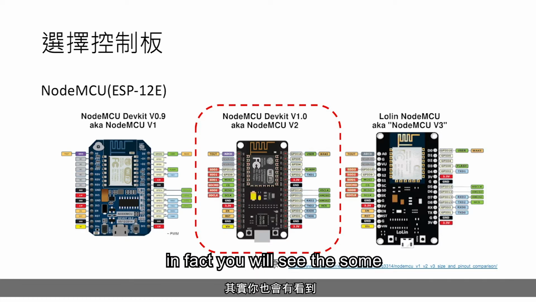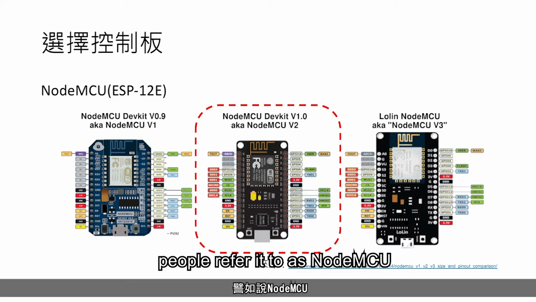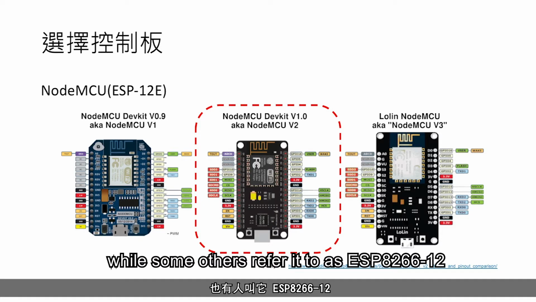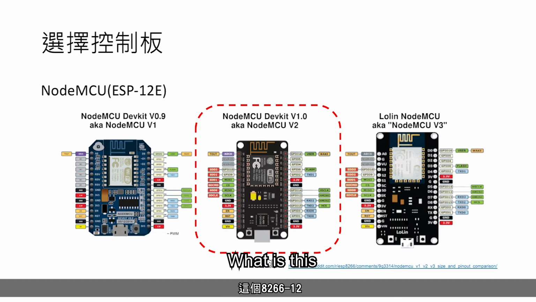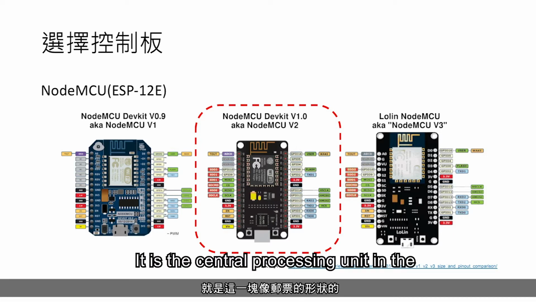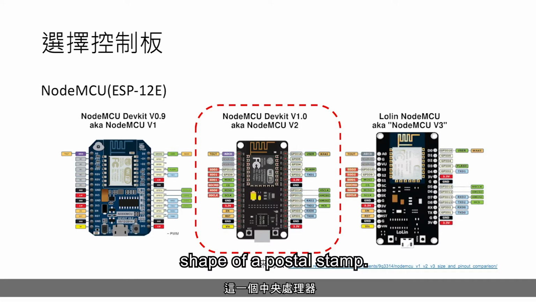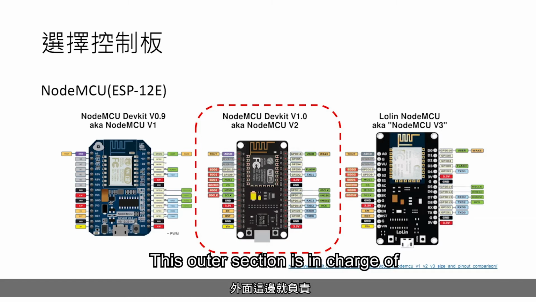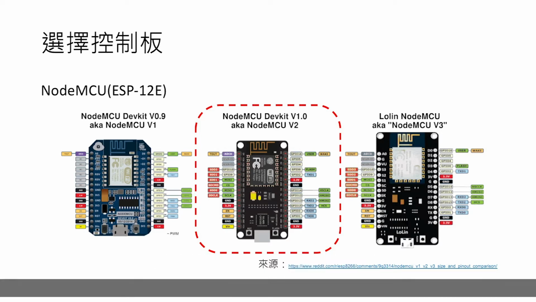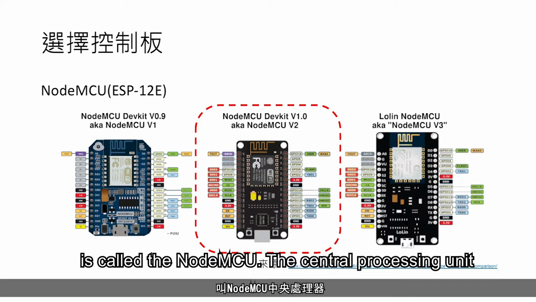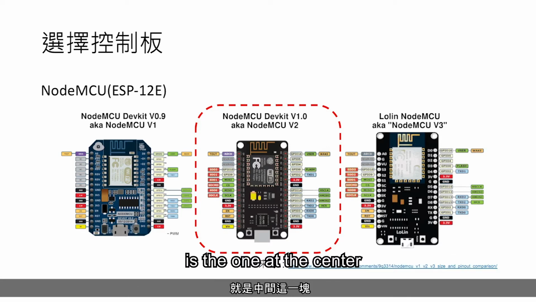During this course, in fact, you will see that some people refer to it as Node MCU, while some others refer to it as ESP8266. What is this ESP8266? It is the central processing unit in the shape of a postage stamp. It can be said that it is the core for computation. This outer section is in charge of connecting out the pins or conversion of signals or the processing of power. The sum of all this is called the Node MCU. The central processing unit is the one at the center.